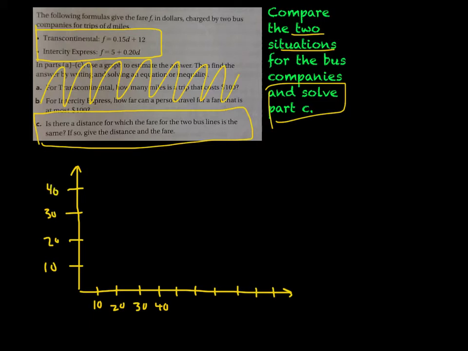I'm going to add some labels. So we have miles, D, and we have fare in dollars. There we go. Let's create a couple of points. Let's look at Transcontinental initially. I'm going to do Transcontinental in green.